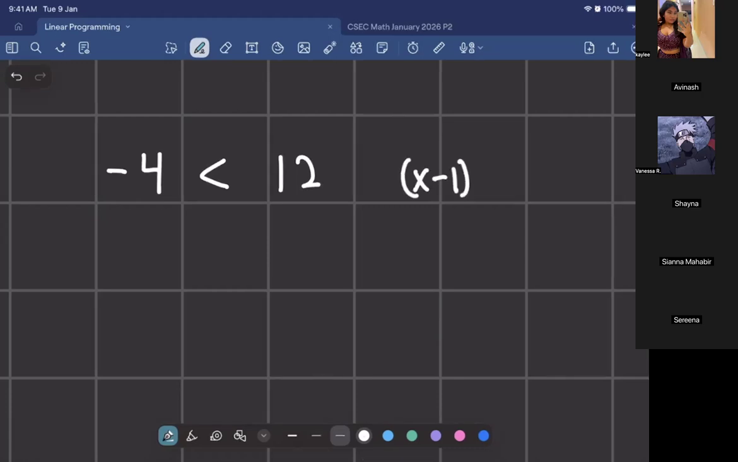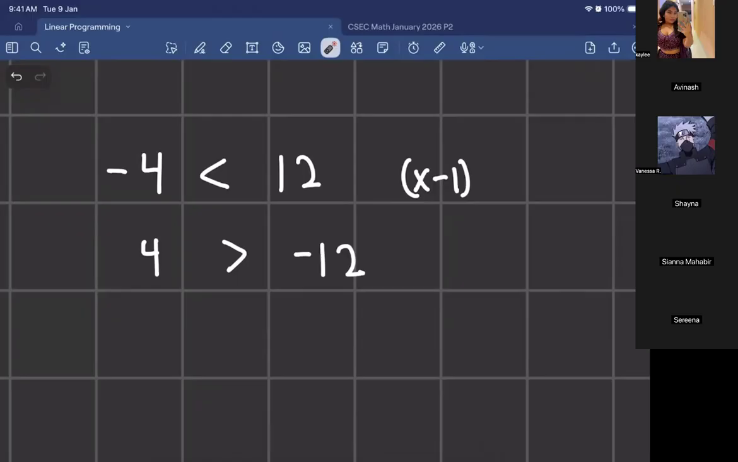What is negative 1 times negative 4? Positive 4. Right. And what's 12 times negative 1? -12. Let me ask that question. Is 4, which is a positive number, less than negative 12, which is a negative number? No. 4 is actually more. So you see what happens. Anytime you multiply by a negative sign, it makes intuitive sense that I have to flip the sign.